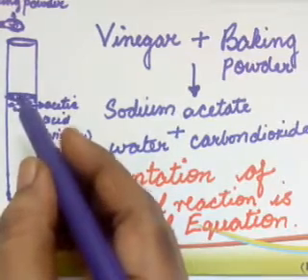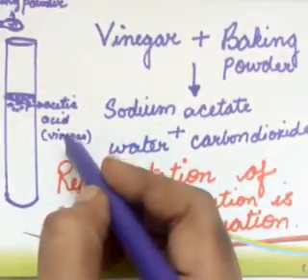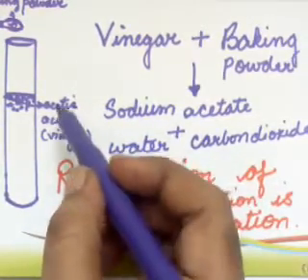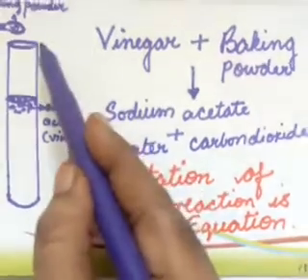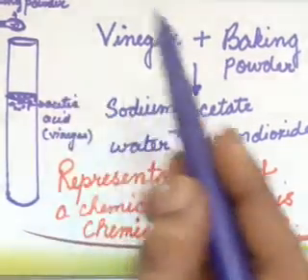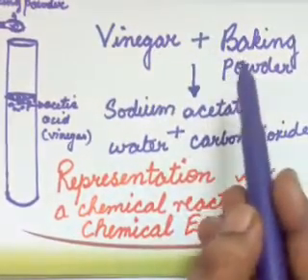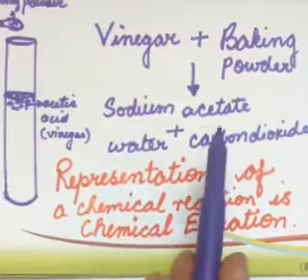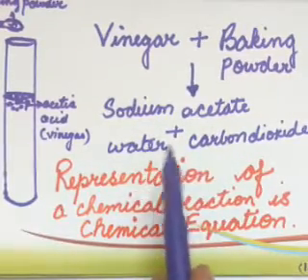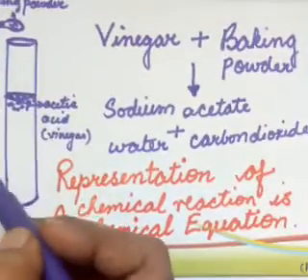new substance. Like suppose if we take acetic acid, whose common name is vinegar, and we put some amount of baking powder in it. What will happen here? You will see that vinegar and baking powder both react to form a new substance, which is sodium acetate, water, and carbon dioxide gas will be given out. You can see the bubbles here, right?